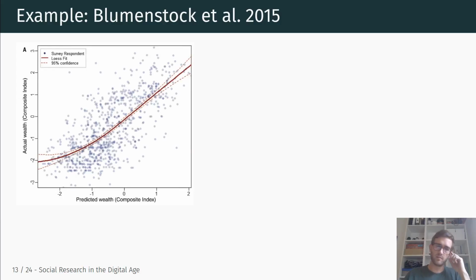And this is one of the plots from the paper where they basically look at the relationship between, on the x-axis, down here, we have predicted wealth. So predicted based on the call records, and here we have actual wealth measured in the survey, and we see that they're able to relatively accurately predict the actual wealth based on the call records that they gathered.